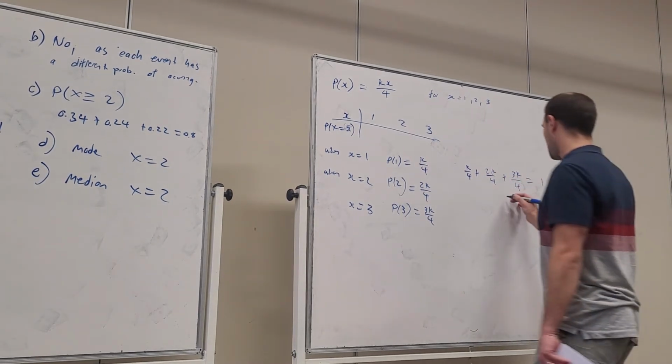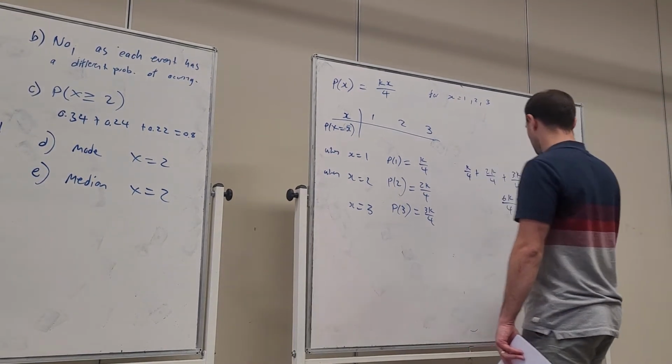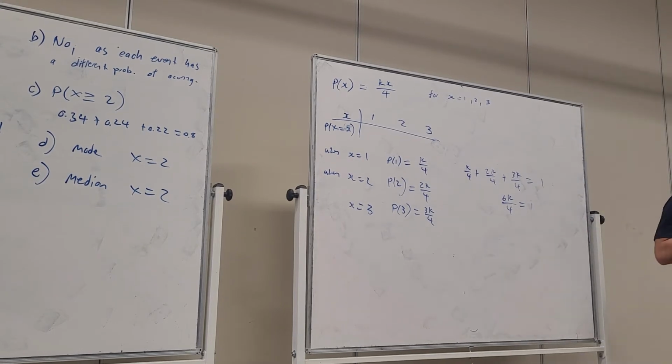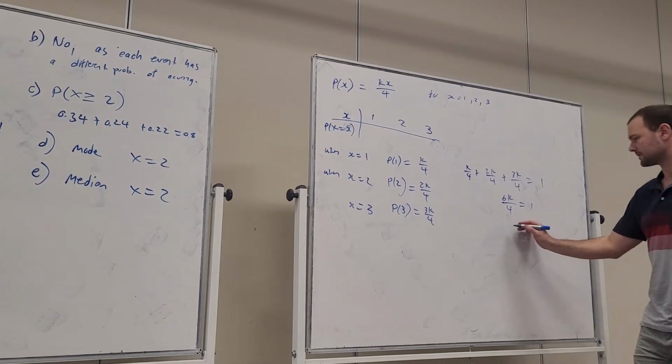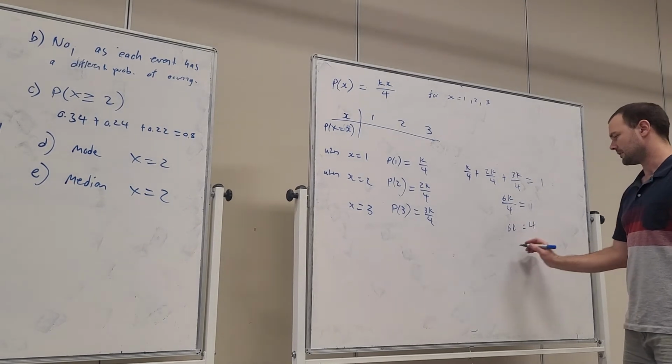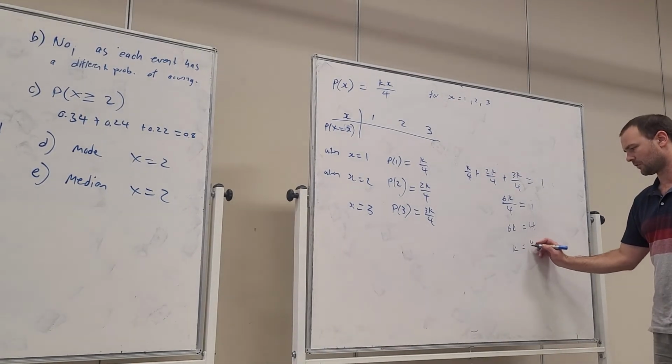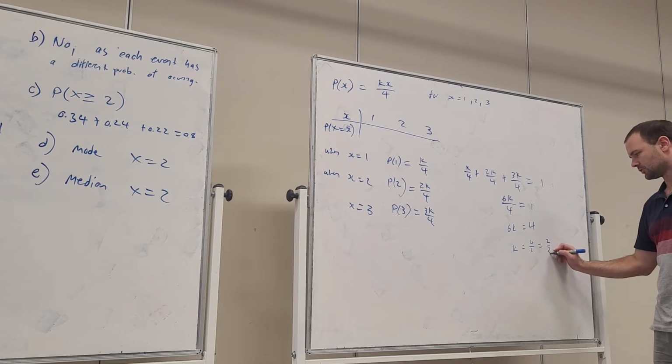And so we'll get 6k on 4 is 1. Multiply both sides by 4, we'll get 6k is 4. And then divide both sides by 6 to get k is 4 on 6, or in simplest terms, 2 on 3.